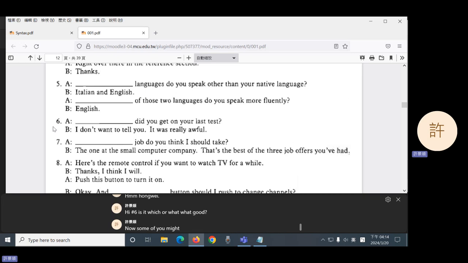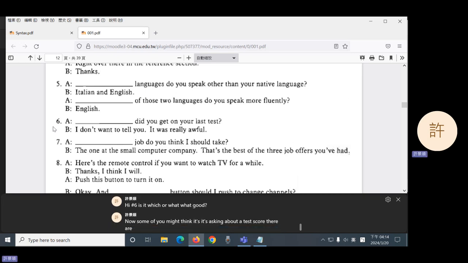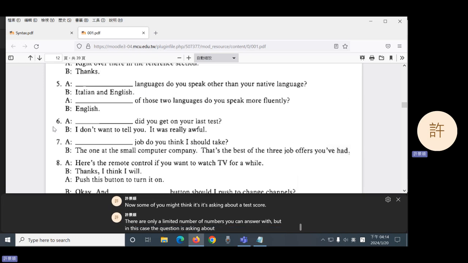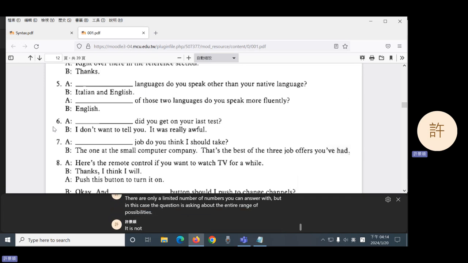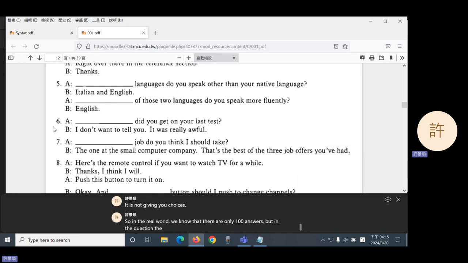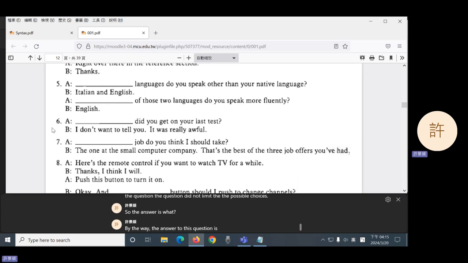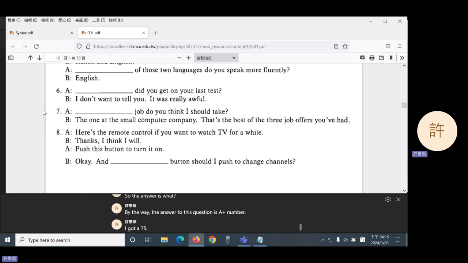Now, some of you might think it's asking about a test score. There are only a limited number of numbers you can answer with. But in this case, the question is asking about the entire range of possibilities. It is not giving you choices. So in the real world, we know that there are only 100 answers, but the question did not limit the possible choices. So the answer is what. By the way, the answer to this question is A plus number. I got a 75. Because 75 here is not a number, it is a score. So it's like saying, I got a B plus. You need that a before the score.